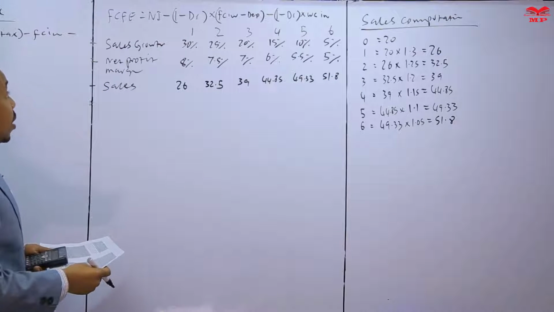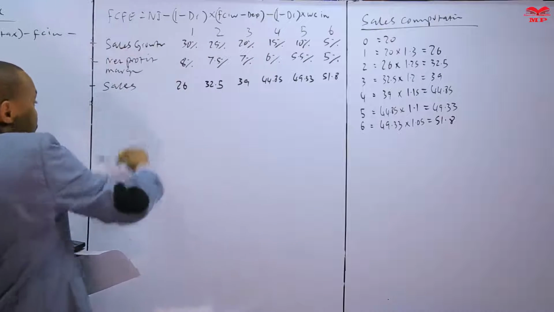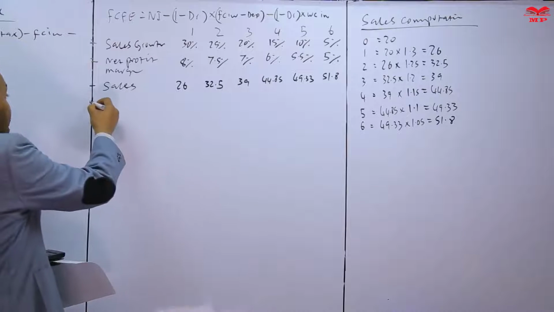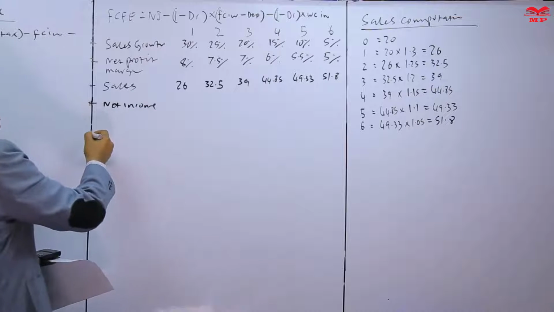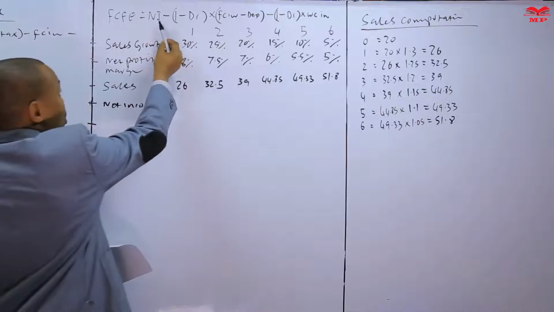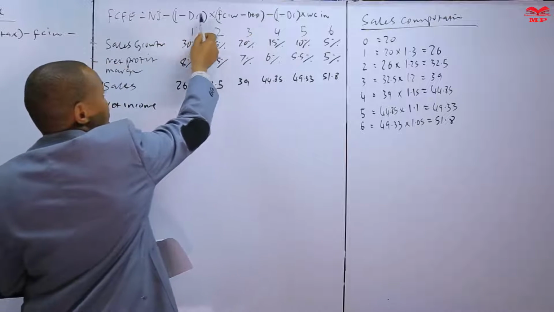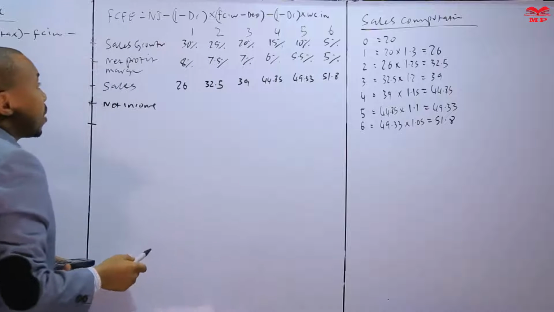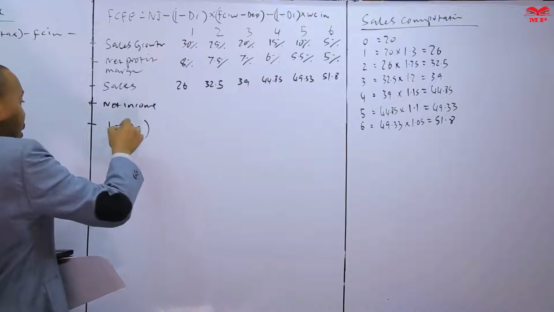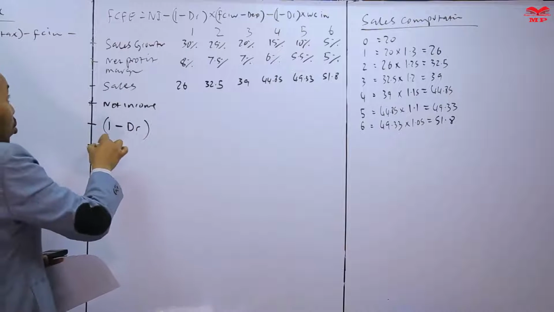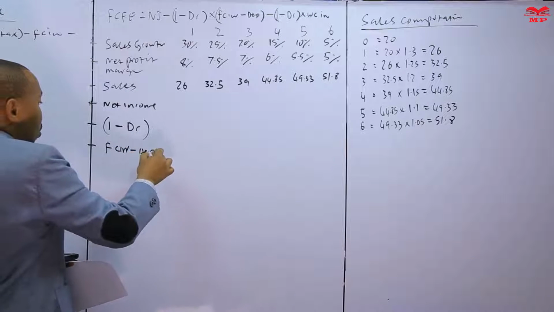Now we get the inputs as per this FCFE model. So we arrange it now in a columnar format. We start now by net income. Then we will now put in the components. So you see it's net income minus 1 minus debt ratio moving like that. This must be multiplied by the fixed capital investments net of depreciation. So I can write now in a columnar format 1 minus DR, that is the debt ratio. We can also include the fixed capital investments minus depreciation like that.